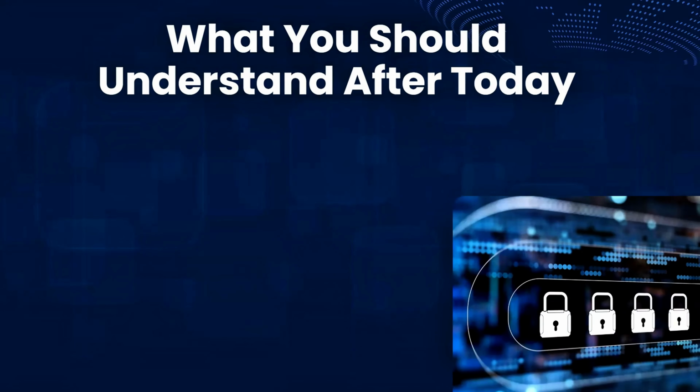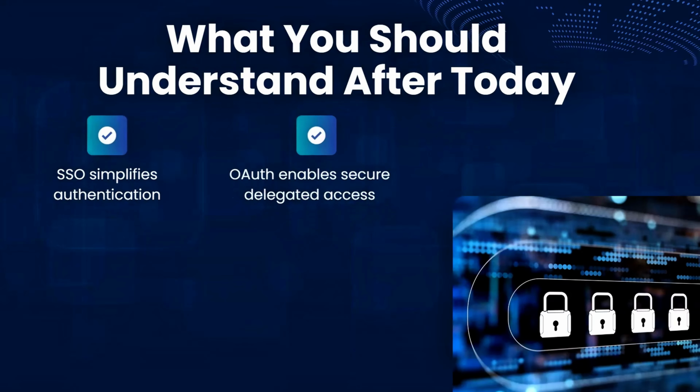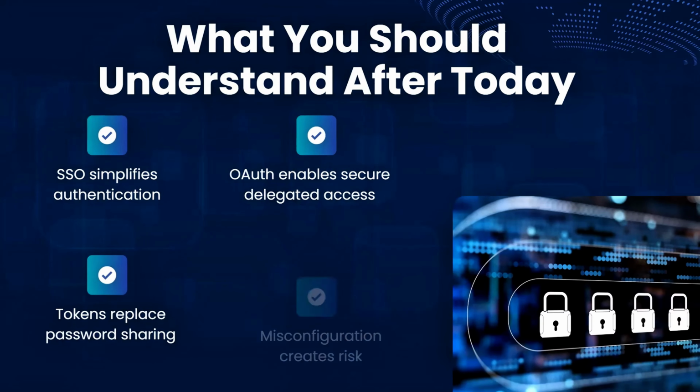Let's take a summary of what we've learned so far in this lesson. This lesson has explained how modern access works. We've seen that SSO simplifies authentication, OAuth enables secure delegated access, tokens replace password sharing, and poor configuration introduces risk.